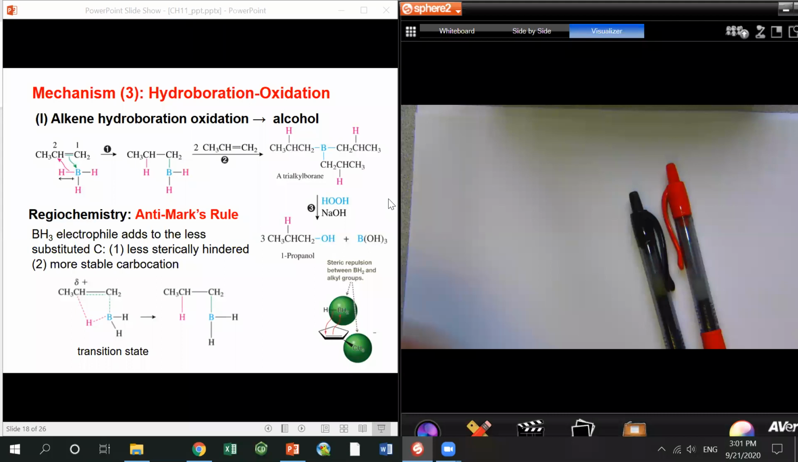If there's no further question, we continue chapter 11. For chapter 11, last time we talked about mechanism 3, which is all about the hydroboration oxidation reaction. This reaction has very unique properties. First, the regiochemistry is anti-Markovnikov.